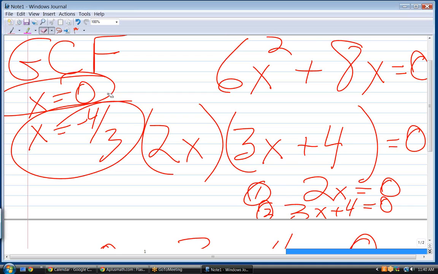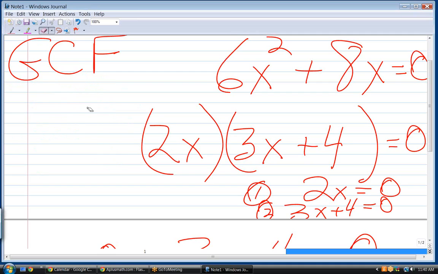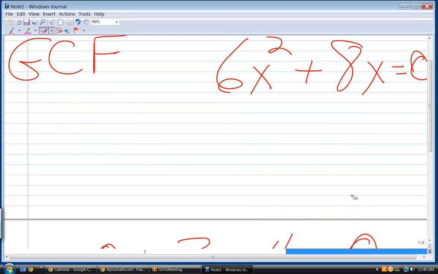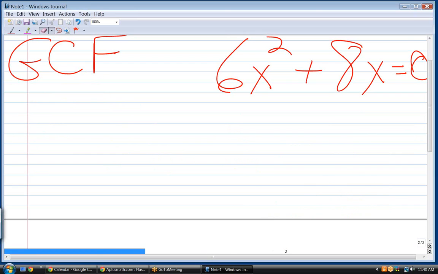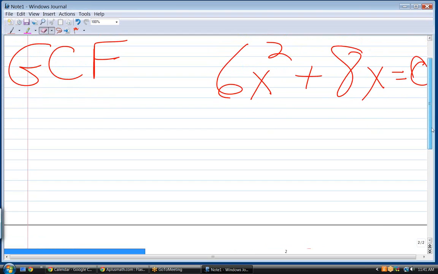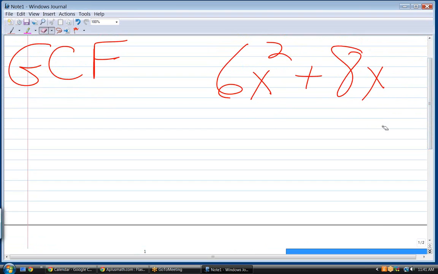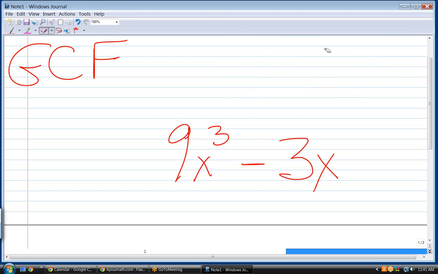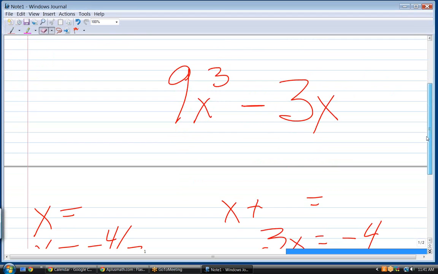So now we're able to solve quadratics, which until we learned about factoring, we had no way to solve. Now, this is the easiest kind of factoring, where you're merely factoring out a greatest common factor. Let me give you a few more of these. Factor that by greatest common factor.